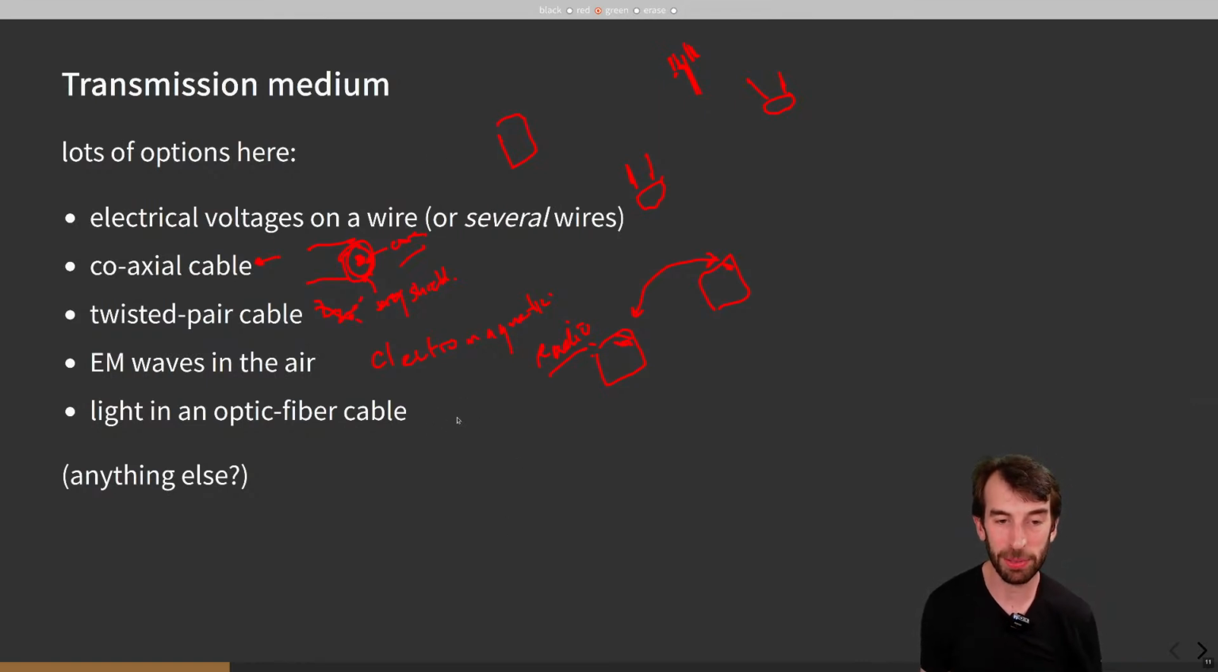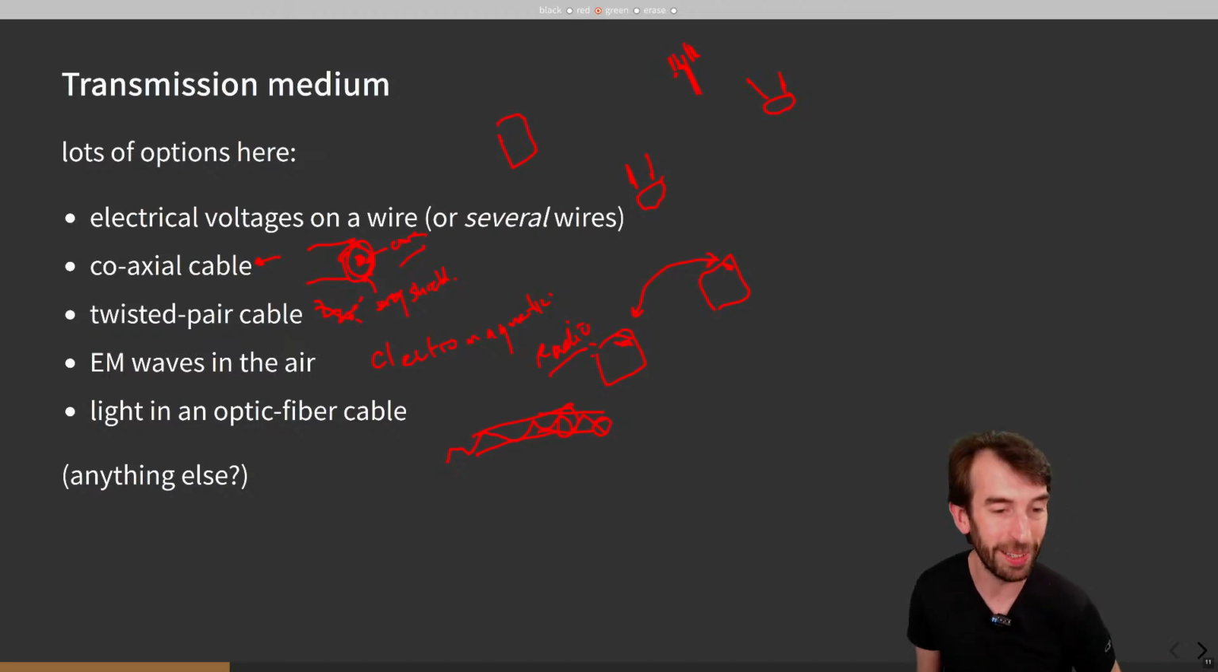Light in an optic fiber cable, so you've got your optic fiber cable. It's got a shield as well around that, a rubber kind of protector, and inside the cable the light's bouncing along the inside. Any other transmission mediums? Tell me a transmission medium. Oh, there was a really good idea for a way of representing zeros and ones. If a signal changes, it's a 1. If it stays the same, it's a 0. Cool idea. What's another transmission medium?